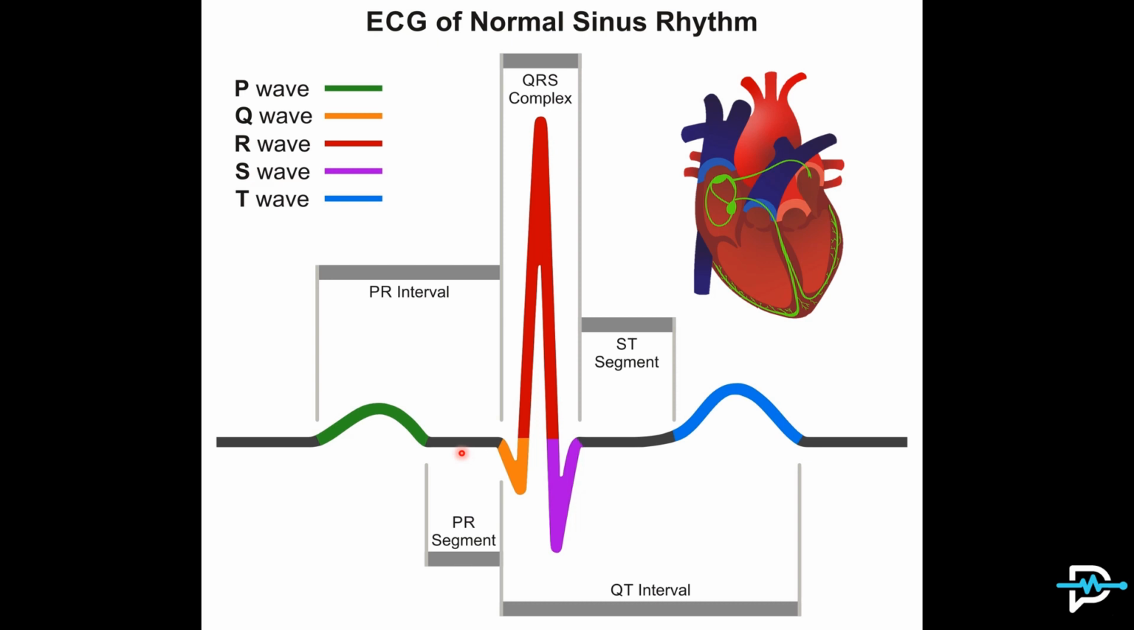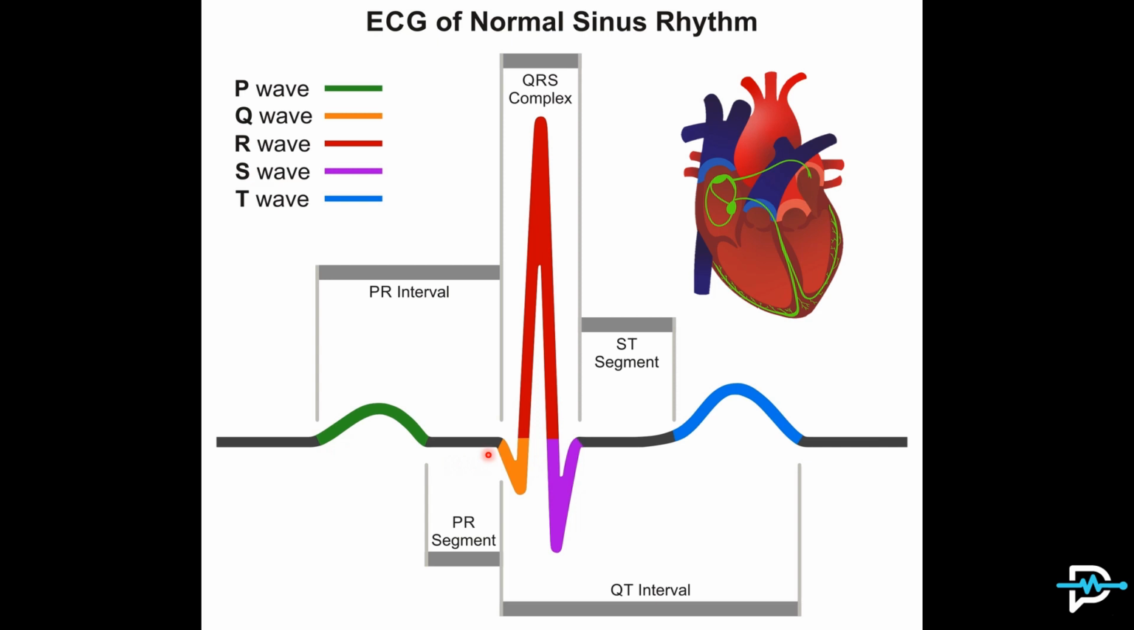But if your first deflection is negative, that will always be called a Q wave. Your first positive deflection will always be called an R wave. And if you have a negative deflection following an R wave, it's always called an S wave. That gets a little bit overcomplicated, but I don't think that's something that really is important to focus on.